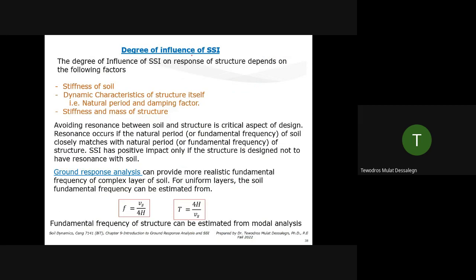Degree of influence of SSI. The degree of influence of SSI on the response of the structure depends on factors like the stiffness of the soil. Soft soil has a different response from a stiff soil. It also depends on the dynamic characteristics of the structure itself: natural period, damping factors, and the stiffness and mass of the structure.